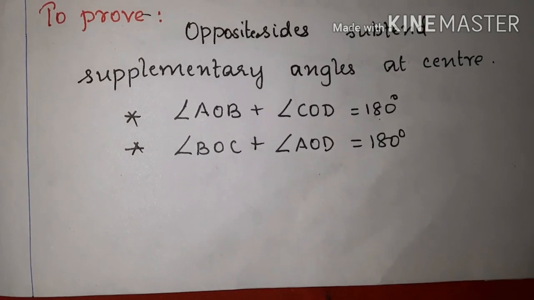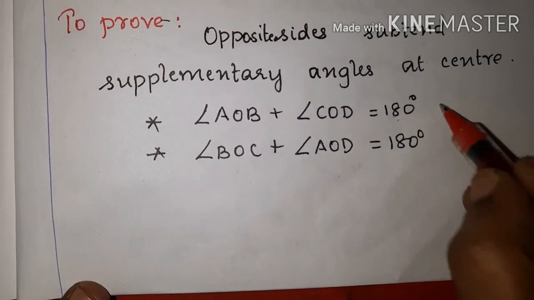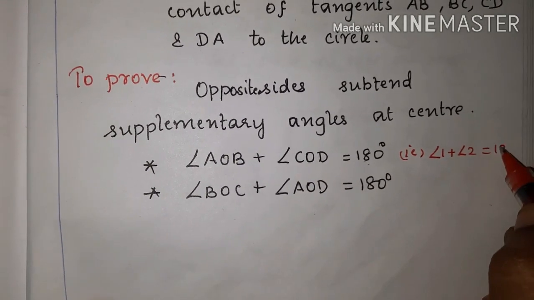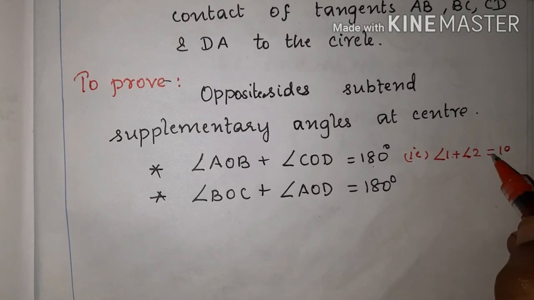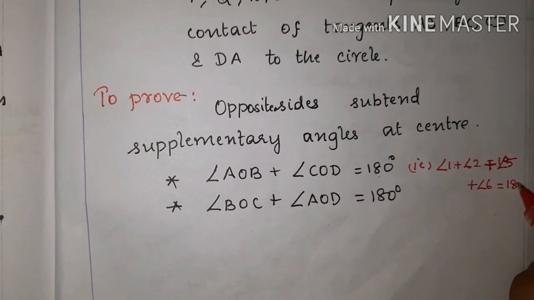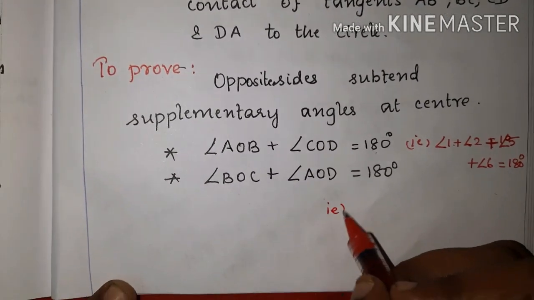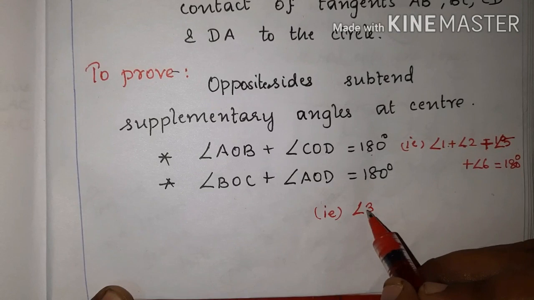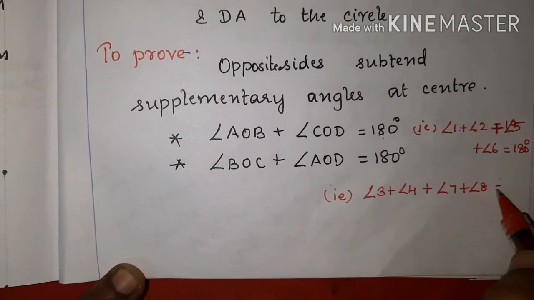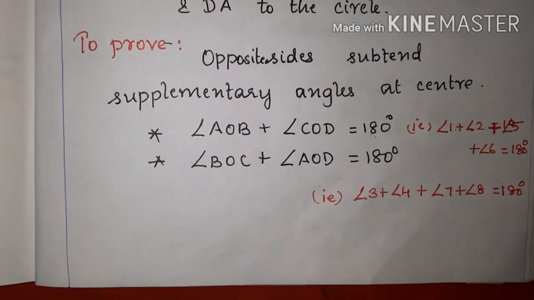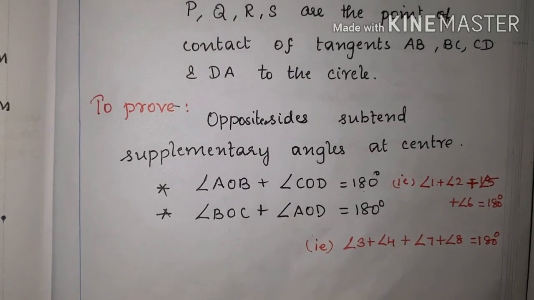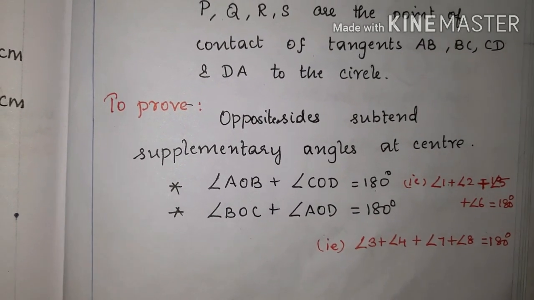So here as we have numbered it, AOB is nothing but angle 1 plus angle 2 plus angle 5 plus angle 6 is equal to 180 degrees. Likewise, for BOC, what angles do you get? Angle 3 plus angle 4 plus angle 7 plus angle 8 totally is equal to 180 degrees. So this is what you are going to prove in the result. When you number it, you feel it is easy while solving it. Okay, children, so you number it and then you proceed.